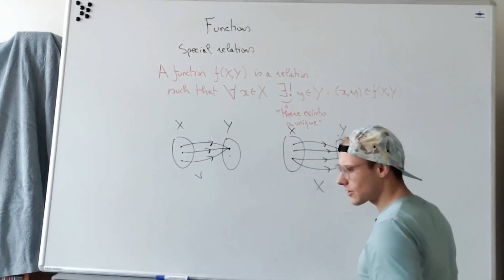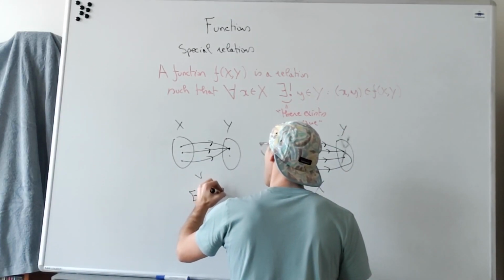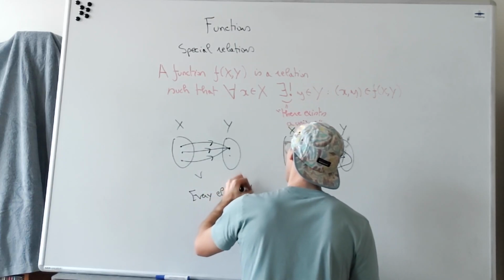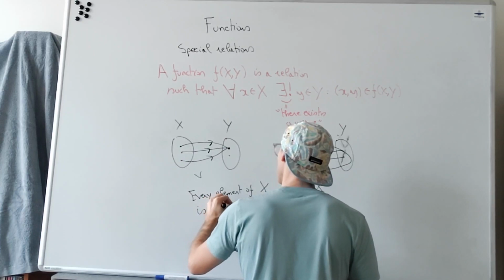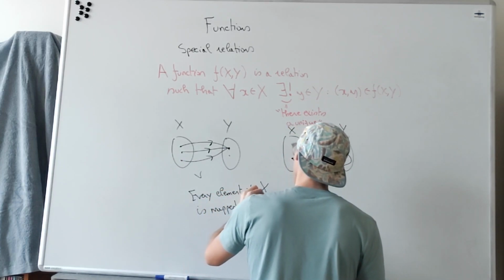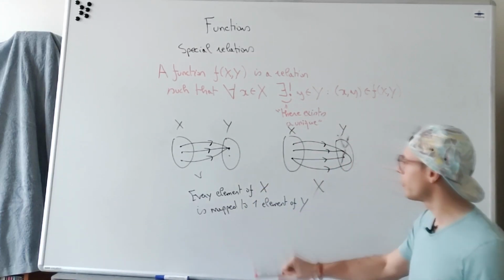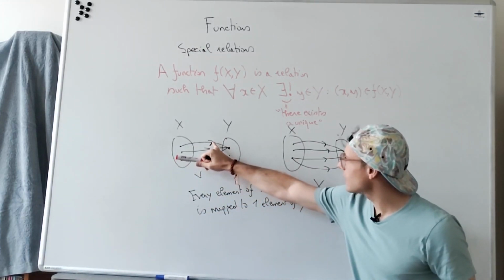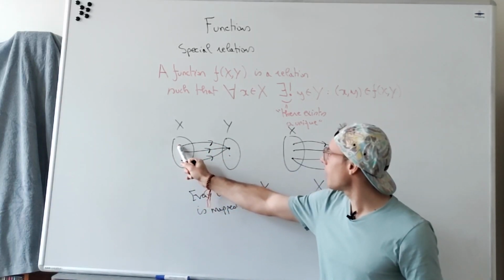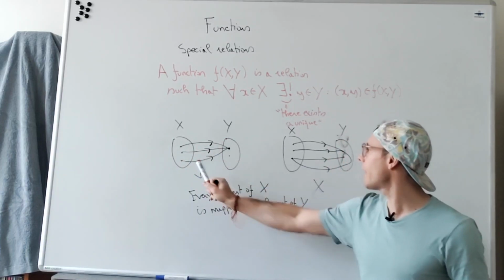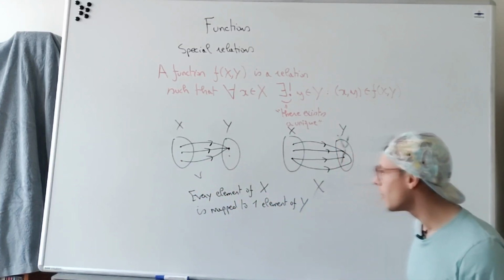Yes, indeed, because what does the definition say? That every element of x is mapped to one element of y. I use the word mapped here because I use this arrow notation. You can really read this as: this element is sent, or mapped, to this element, this one is also sent to that element, and so on.